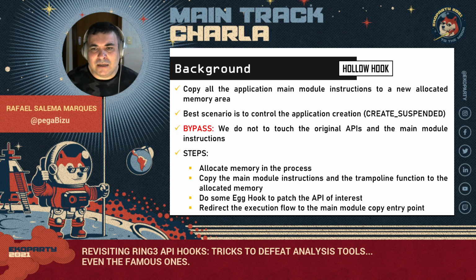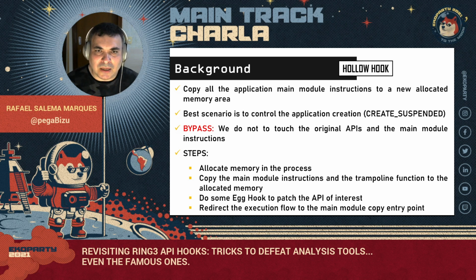So the idea here is we can hook the calls to the APIs of interest in the copy that we made of the main module, with the egg hook patching it. Okay, we copy, then we allocate memory in the process, copy the main module there, and inject the trampoline function and the egg hook function. We execute the egg hook to patch the copy, and we redirect the execution flow to the main module copy entry point. Let me say it another way. The bypass happened here because we do not touch the main module or the API instructions.